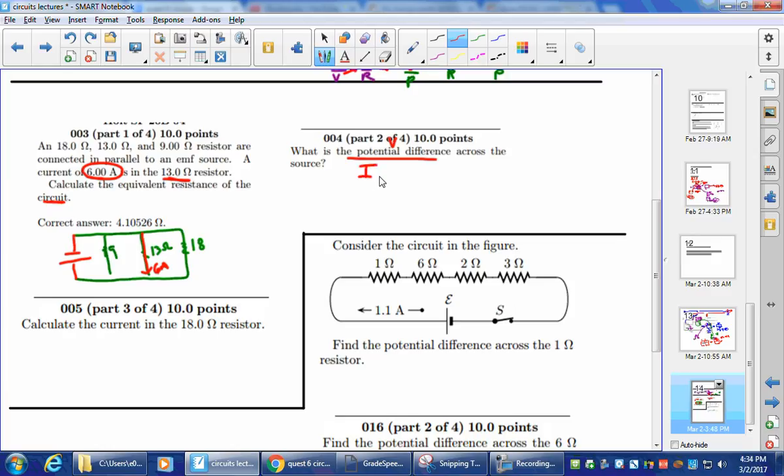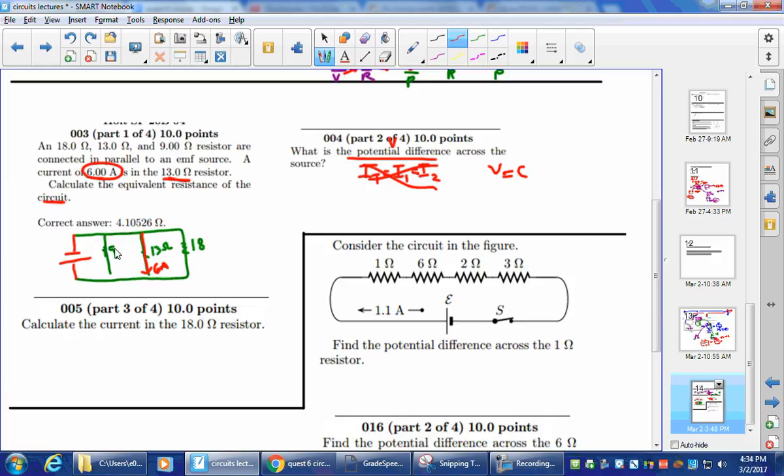Is it I total equals I1, I2? No, that was for series, right? Because the same amount of water runs through every pipe. So if 1.1 amp of current is running through, I drop it in, it's got to go through here, here, here, right? So that's not it. It was the voltage that is constant, right? So the voltage is equal for parallel circuits, right?